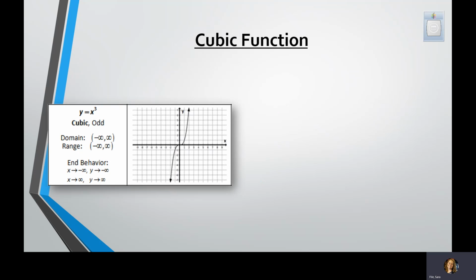All right, the next one we're going to look at is the cubic function. Okay, so we have our cubic function, y equals x cubed. We looked at this yesterday. It's typically seen in standard form like this: ax cubed plus bx squared plus cx plus d. Okay, similar to the standard form of the quadratic. Okay, but we've got one extra term. We've got a cubed term also.